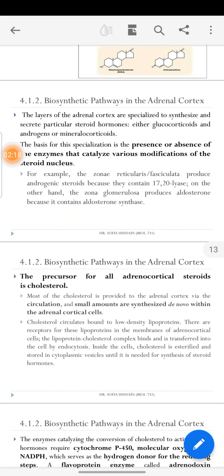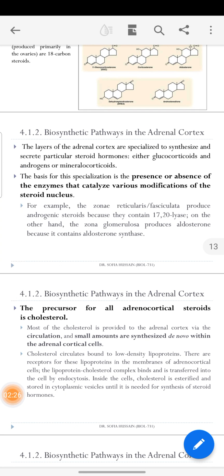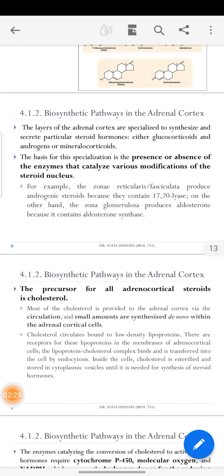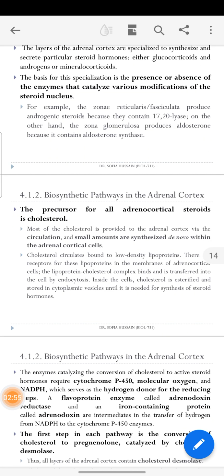Next is the biosynthesis pathway in the adrenal cortex. Layers of the adrenal cortex are specialized and secrete particular steroid hormones, either glucocorticoids or androgens. They are produced by enzymes that catalyze and speed up the reactions; enzyme names end in -ase. The zona glomerulosa produces aldosterone, because it contains the enzymes for aldosterone synthesis.